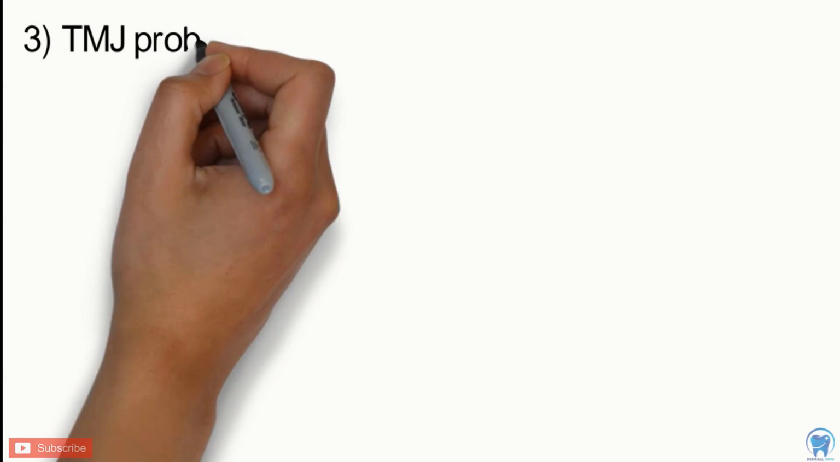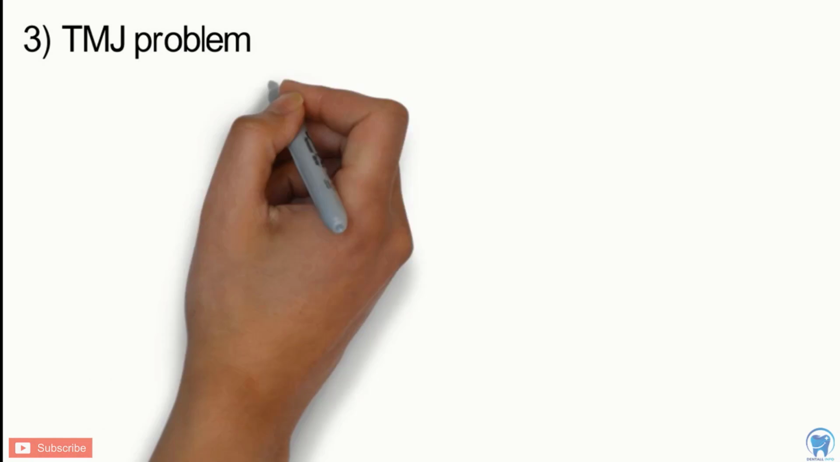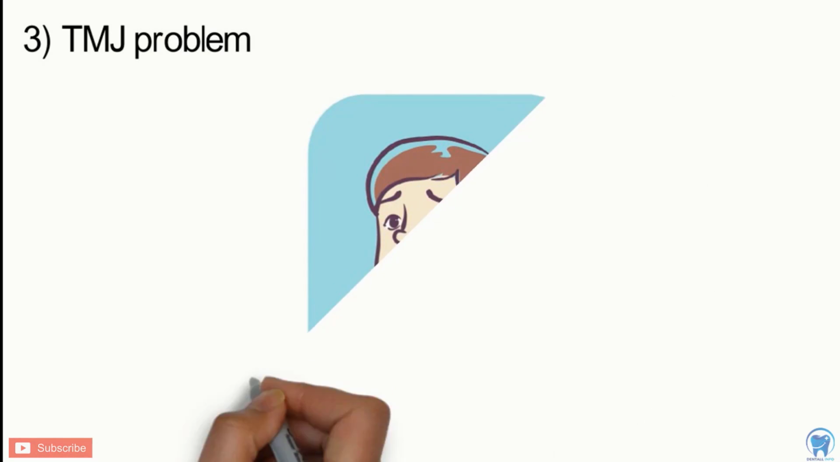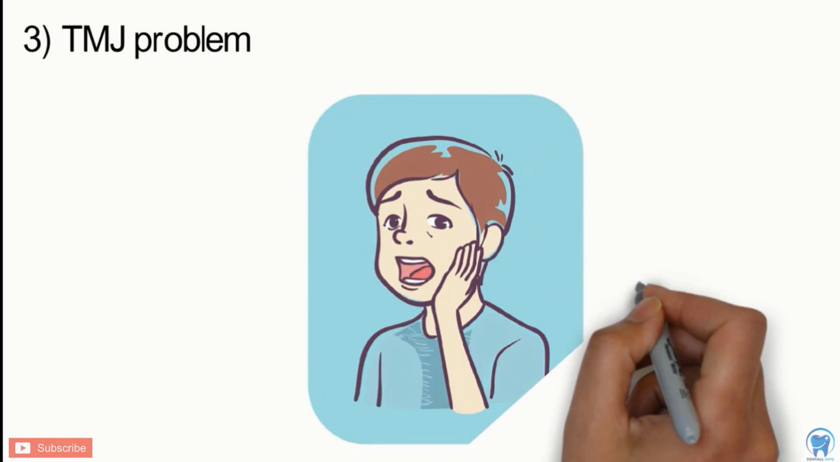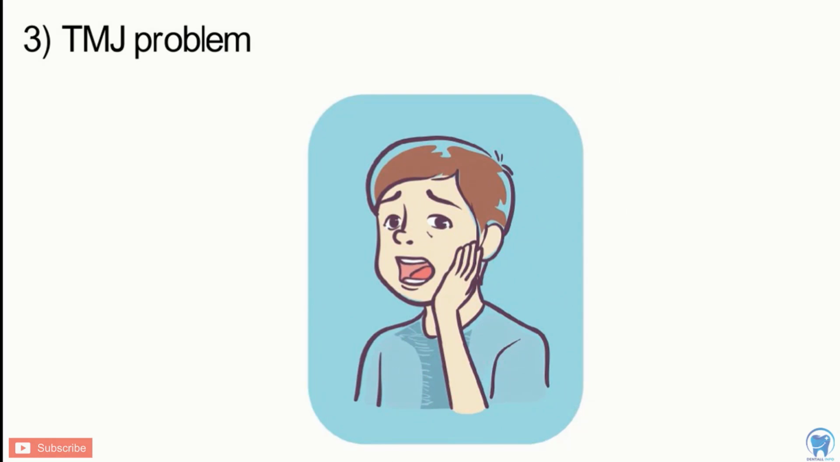Third is TMJ problem. The patient has to often protrude the mandible to occlude the teeth, and this causes pain and clicking in the TMJ.